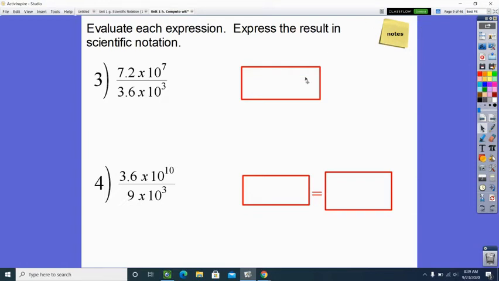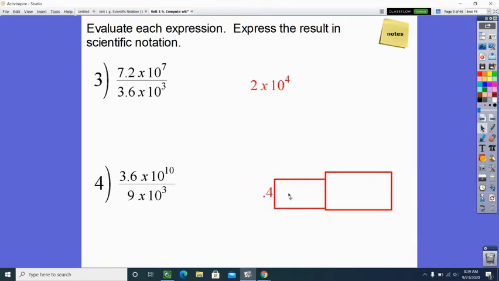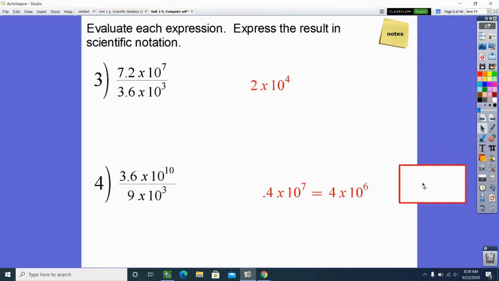All right, 7.2 divided by 3.6 is 2, times 10 to the 7 minus 3, to the 4th. No fixing needed. 3.6 divided by 9 is 0.4 times 10 to the 10 minus 3, which would give you a 7. And now this one needs to be fixed. So we're going to wrap around the 4. That's making it bigger, so this needs to get smaller. And how are we doing so far?